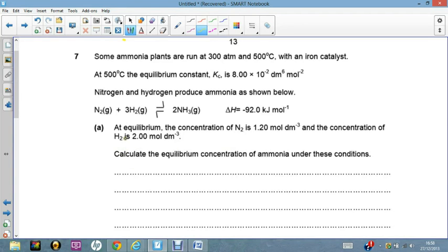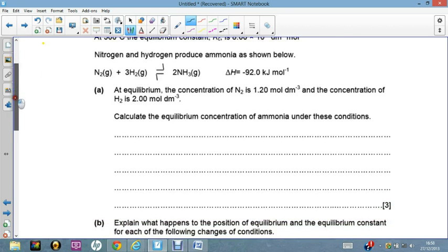F325 Christmas mock question 7. Okay, final question on your paper is about Kc. We've got, starting off, asking us to calculate the concentration of ammonia at equilibrium. So to start off with, we'll write ourselves a Kc expression. Okay, so that's our first thing that we're going to write.